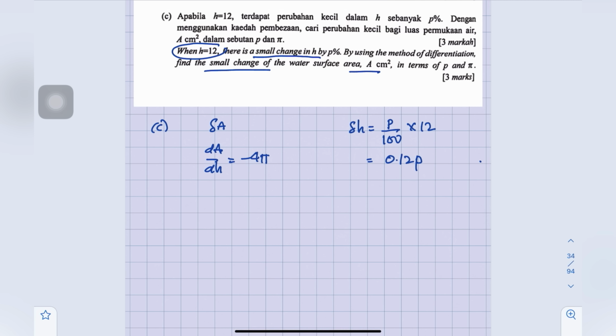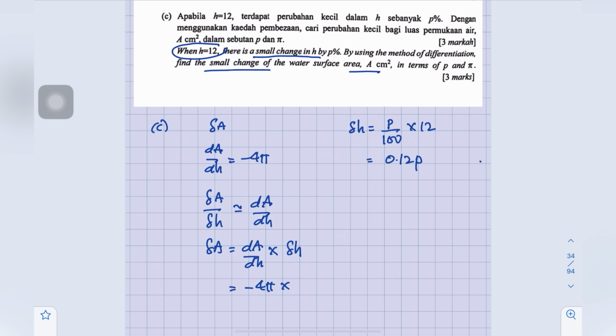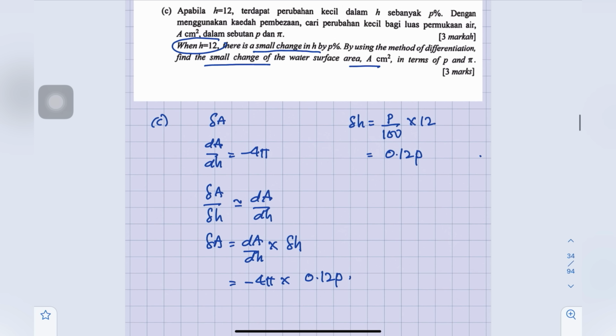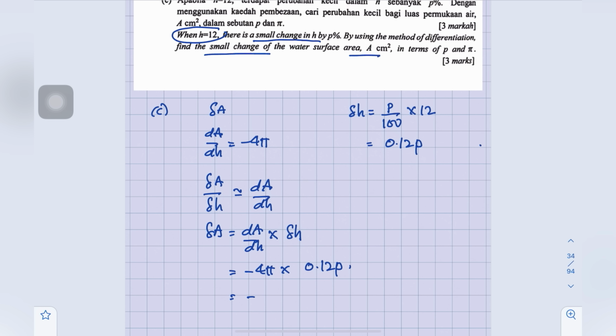which equals 0.12p. Okay, so then we can use the relation of small changes. So delta A over delta h is approximately dA/dh. Then delta A equals dA/dh times delta h. Okay, so dA/dh is negative 4 pi. Delta h is 0.12p. So then we will get negative 0.48 pi p.